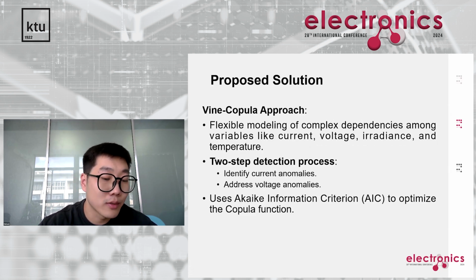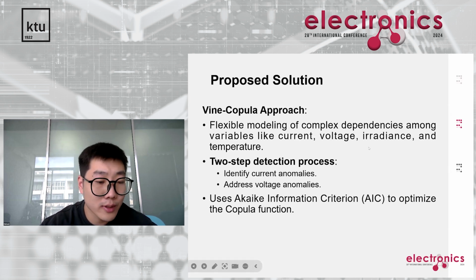To fix these problems, we proposed the Vine-Copula method. This method is flexible because it models how different variables like current, voltage, irradiance, and temperature depend on each other. It works in 2 steps. First, we find the outliers in the current, and then we move to the voltage data. We use the Akaike information criterion to pick the best copula function, which helps find outliers while keeping the calculations efficient.